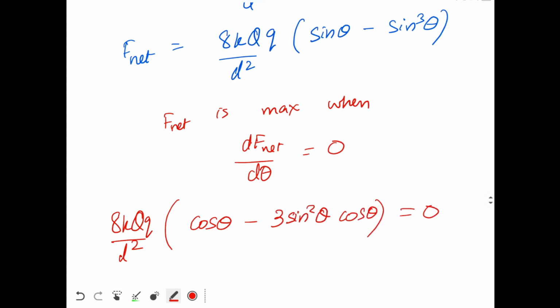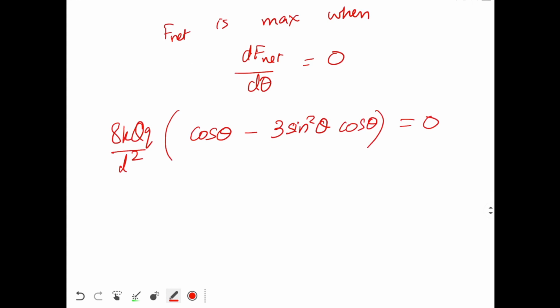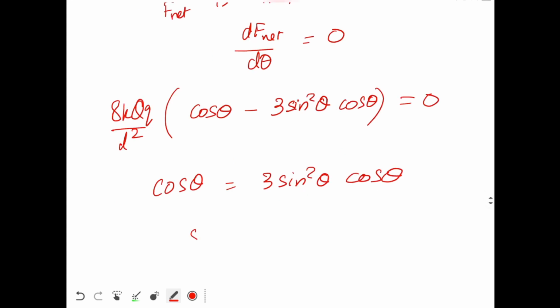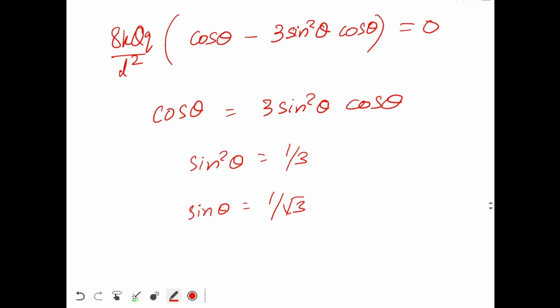This will be 0. So from here we get cos theta equal to 3 sin square theta cos theta. Cancelling out cos theta, we get sin square theta equal to 1 by 3, or sin theta will be 1 divided by root 3. So we found the value of theta for which the net force will be maximum.